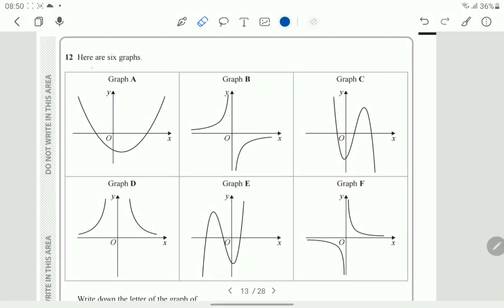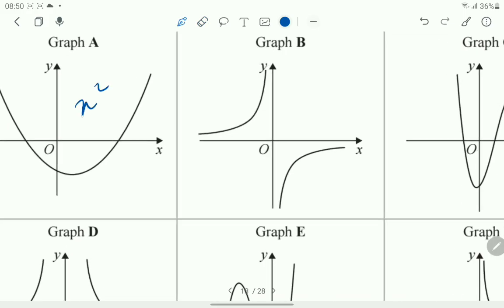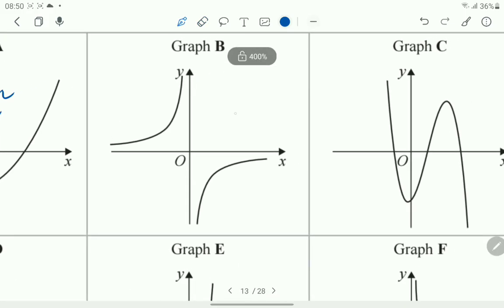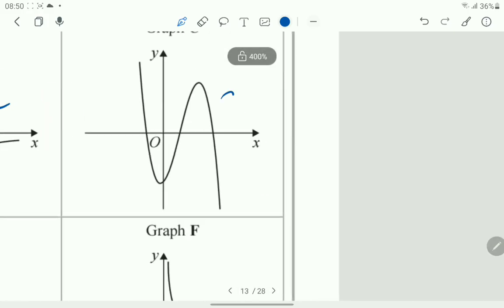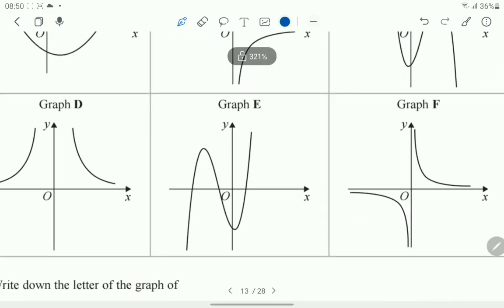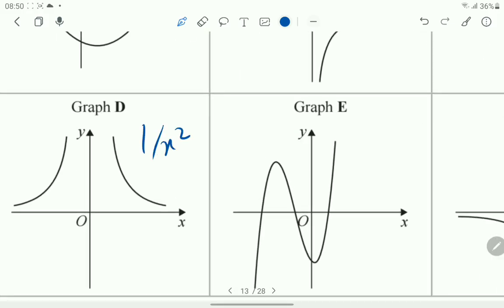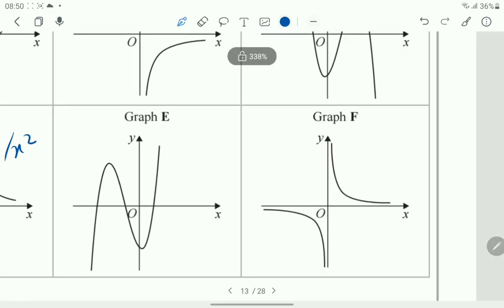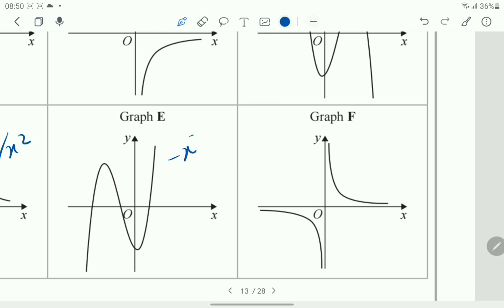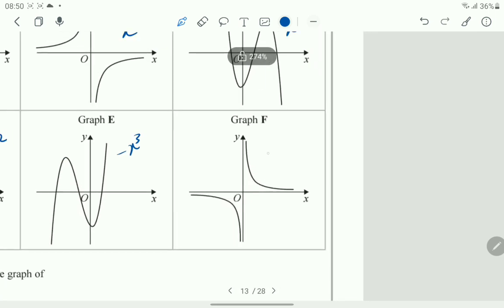Question 12 tells us here are 6 graphs, graph A, B, C, D, E, and F. So if you do not already know, this is a graph of x squared. This is a graph of negative 1 over x. This is a graph of x cubed. This is, I guess, 1 over x squared. Yeah, so notice that this is a reflection of this. So this is a negative x cubed graph, and this is a positive 1 over x.